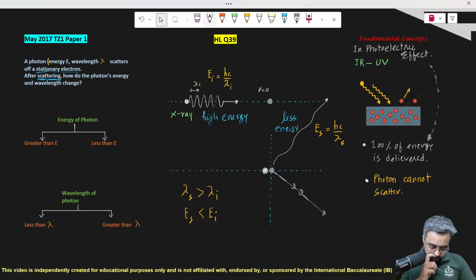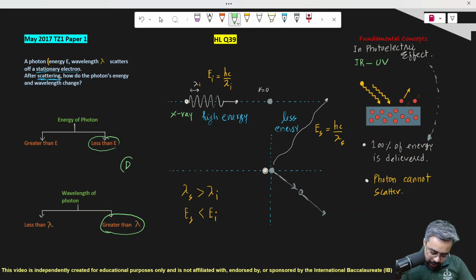So what we conclude after this discussion is that the energy of the scattered photon must be less than the energy of the incident photon, right? Since the energy is inversely proportional to wavelength, its wavelength must be greater than the wavelength of the incident photon. So that's why the right answer is option D.